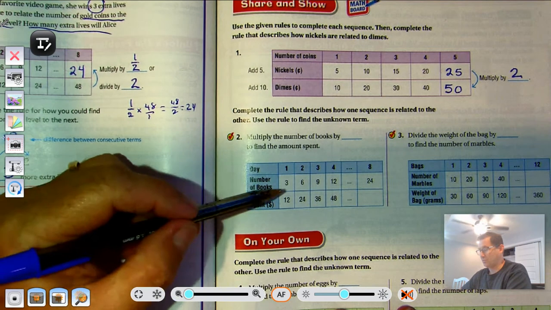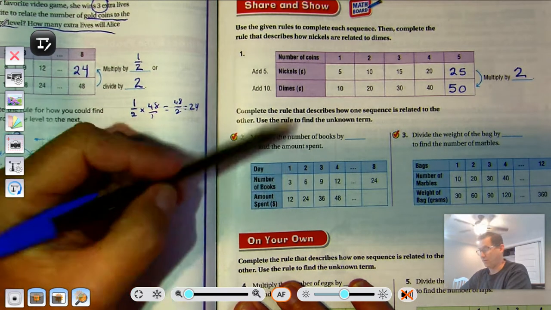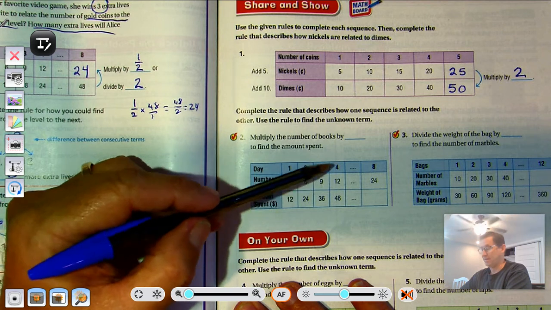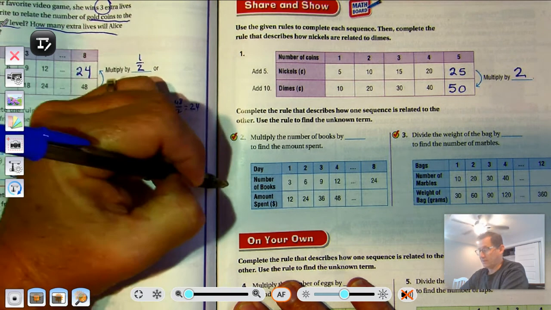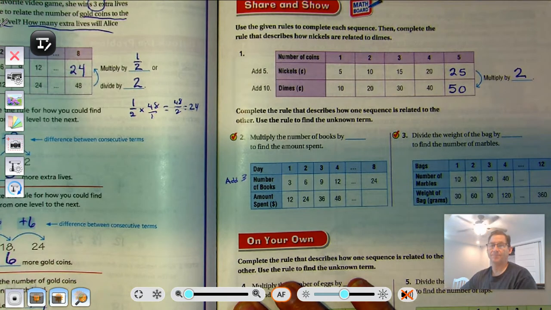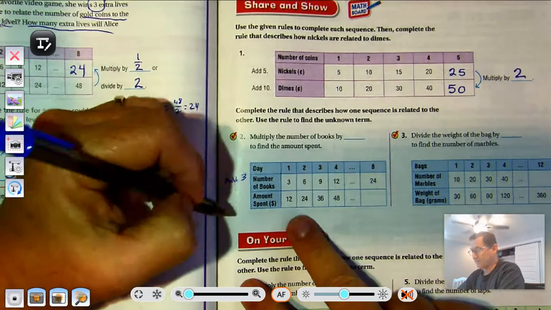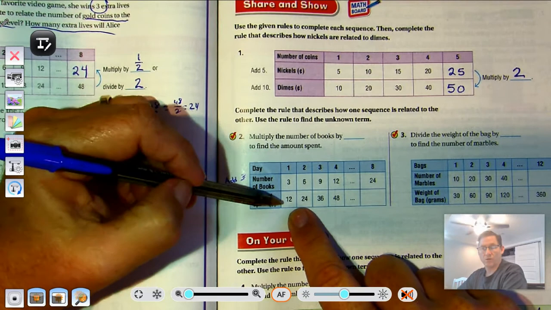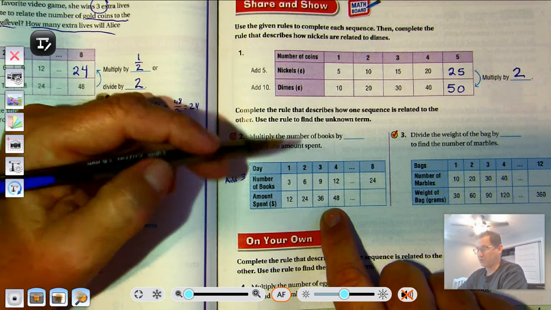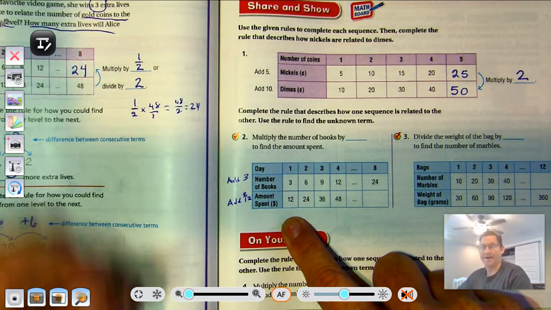All right, so what are we doing here? For the number of books after days, day 1, 3 books. Day 2, 6 books. Day 3, 9 books. Day 4, 12 books. So we're adding 3 books every day. And so that's why 8 times 3 would be 24. The amount spent, one day, $12. Second day, $24. Third day, $36. So basically we're adding $12 every day.